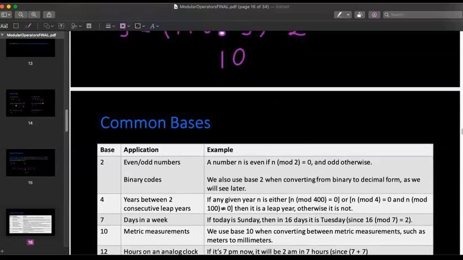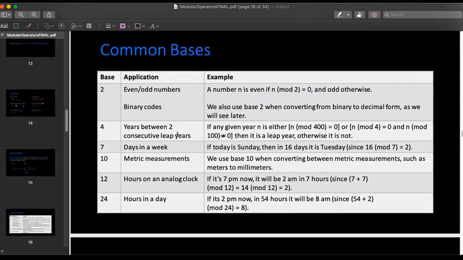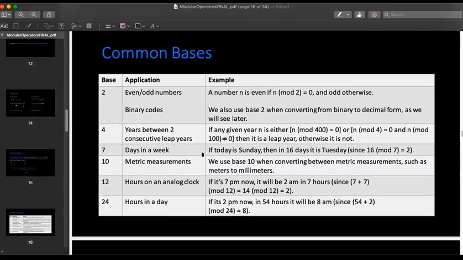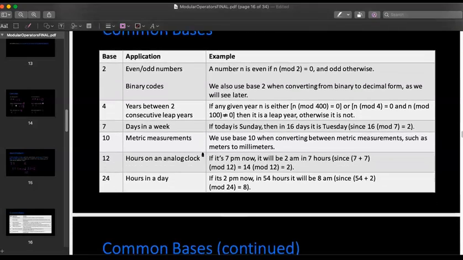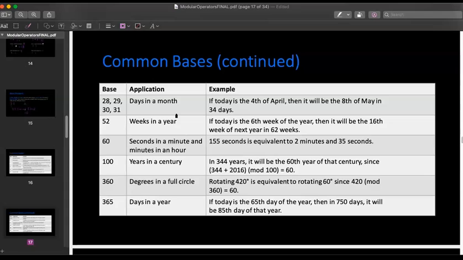All right. So now we're going to get into some other stuff. We're going to talk about common bases, right? So base is like the mod that we just used. If we have base 2, we have even and odd numbers and binary codes. It's going to be on or off, 0 or 1, even or odd, right? We can use 4 as a base between 2 consecutive leap years, 7 like days in a week, and then 12 hours in a day, like we said before, 24 hours in a day. We have different days of the month, days of a year. These are just different bases we can use that we have to keep in mind when we're solving these kinds of problems.